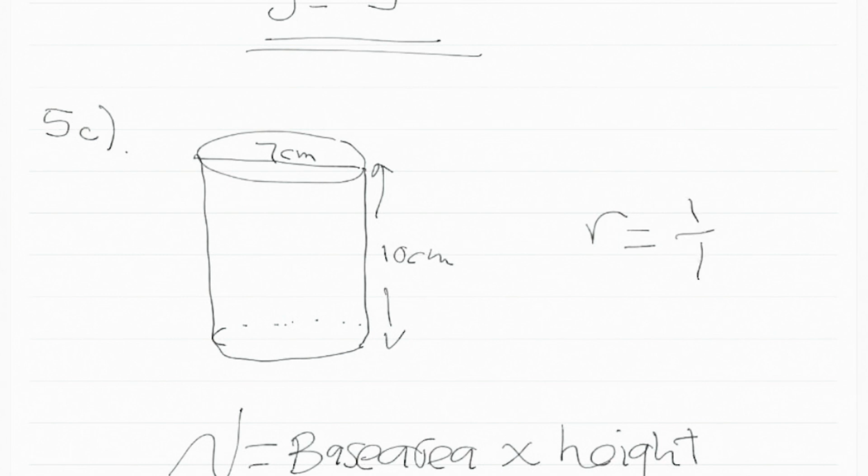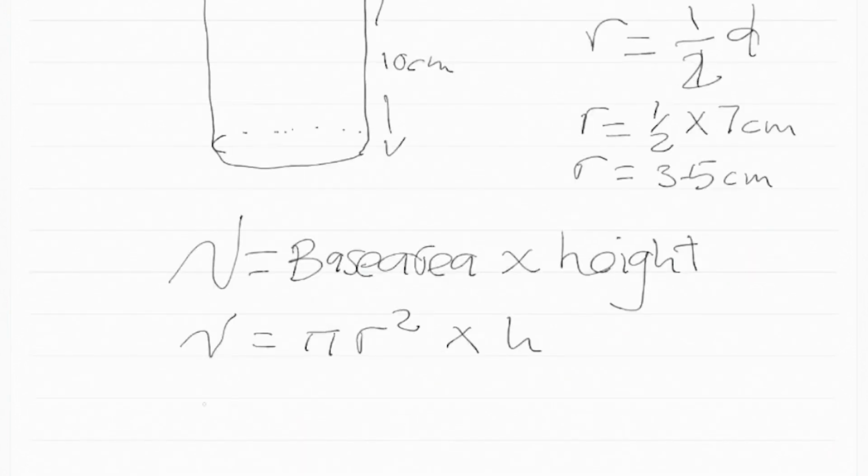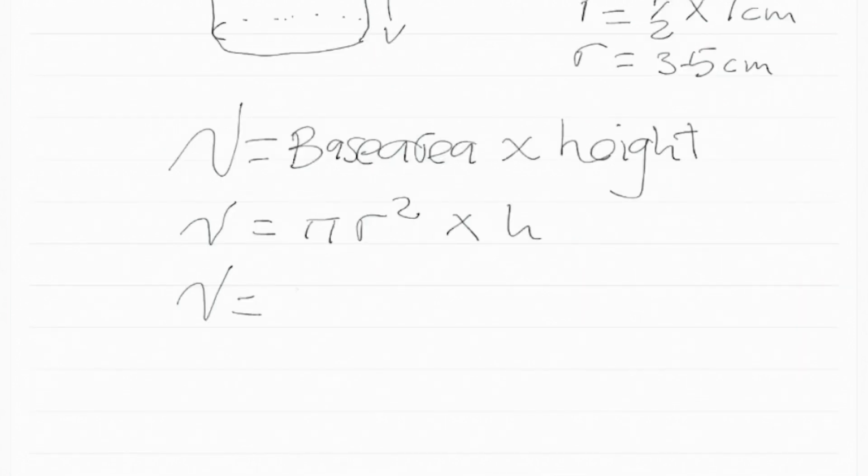But from the knowledge that we've acquired up to now, we know how to calculate the radius. How do we do it? Radius is calculated as half diameter. So if we have the diameter, then we can find the radius. So the radius in this case is 1/2 times 7 centimeter. And this gives us 3.5 centimeters. Very good.